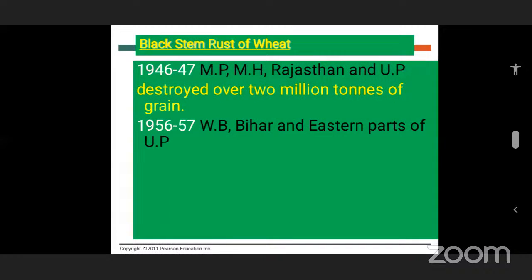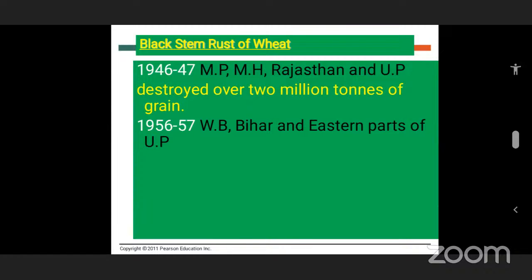Another important epidemic disease in history is the black stem rust of the wheat crop. What is the causal organism for black stem rust? Puccinia graminis f. sp. tritici. In our country also, there were a lot of epidemics due to black stem rust of wheat. In the year 1946-47, Madhya Pradesh, Maharashtra, Rajasthan, and some parts of Uttar Pradesh were affected, as the black stem rust pathogen caused epidemics.